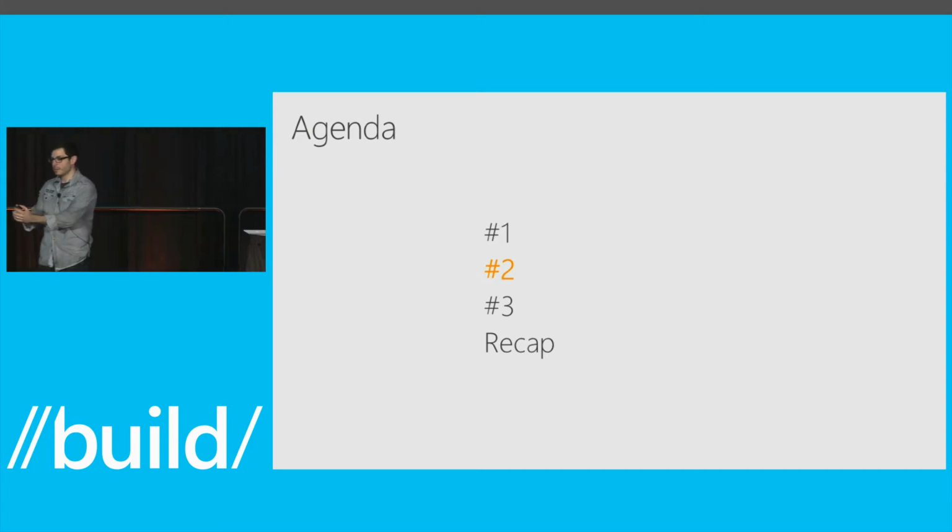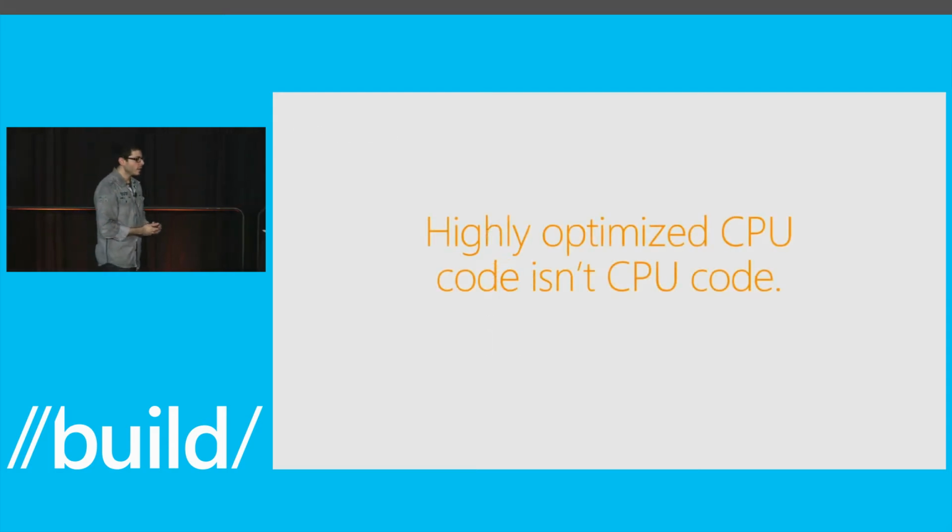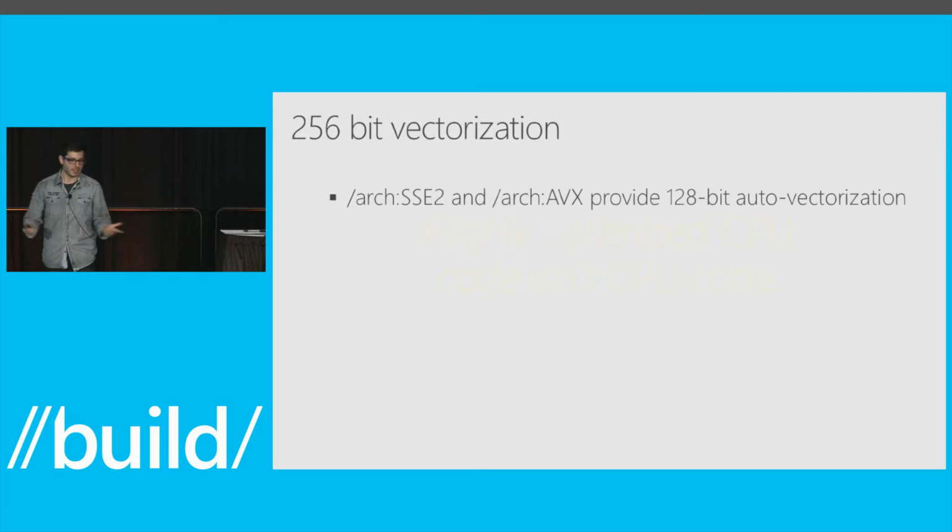Okay. Item number 2 is a statement about performance. I think it is a bold statement about performance, and here it is. Highly optimized CPU code isn't CPU code. If you have seen my past talk at last year's Build conference, you'll have an idea of what I'm getting at with this. But I want to tell a little technical story before getting back to this statement: highly optimized CPU code isn't CPU code.